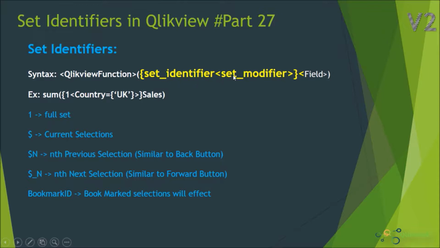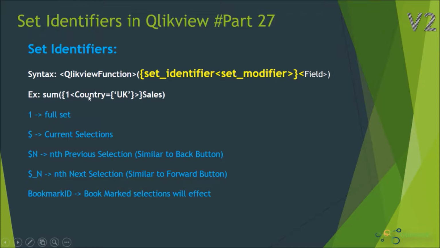After that we have the set modifiers. So in combination with the set identifier and set modifier, and with operators and other functions, we can create complex set analysis expressions in QlikView. So let's see the example here. Now my intention is I want to have only UK sales apart from the selections. So this is how I'm writing.